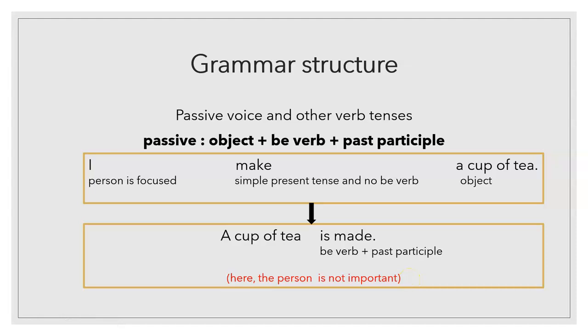The difference between the two sentences is the object, a cup of tea, is flipped to the subject position and the subject is flipped to the object position. Let's understand how to make tea. I will show you two ways of describing the process of making tea.